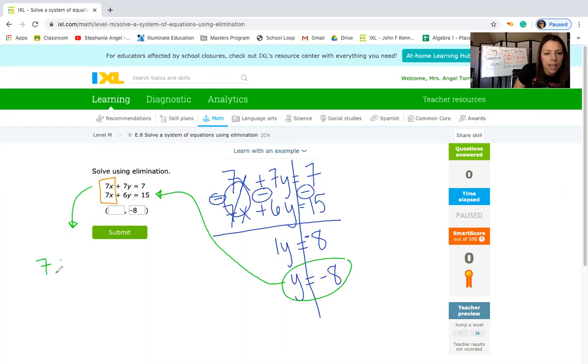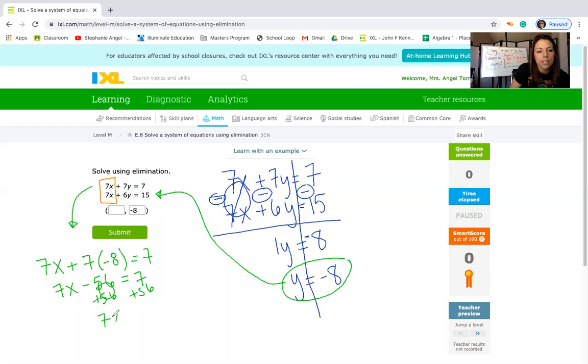Okay, so 7x plus 7 times -8 equals 7. 7 times -8 is -56. Add 56 to both sides, to make a 0 term. So 7x equals 7 plus 56, which is 63. Yeah, I believe that. Divide both sides by 7. This creates a big 1 factor. x equals 9.